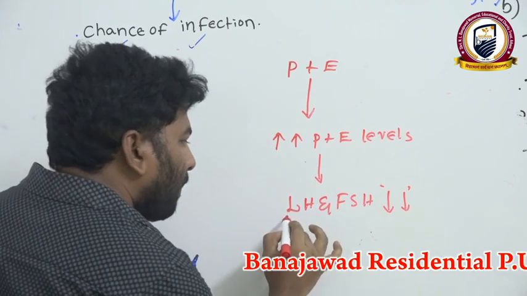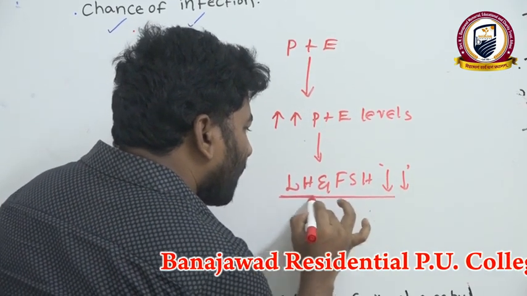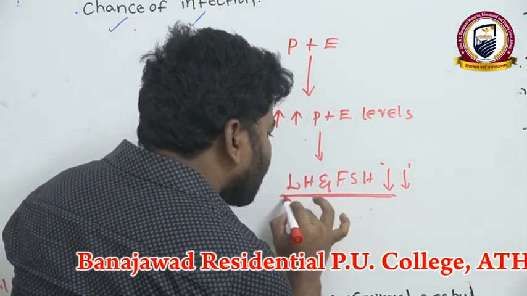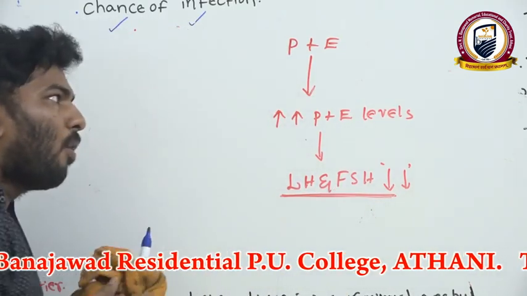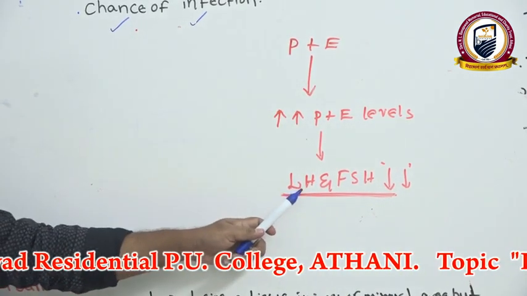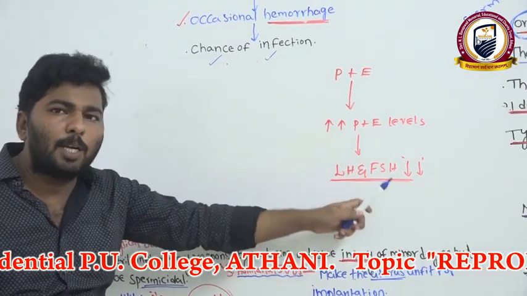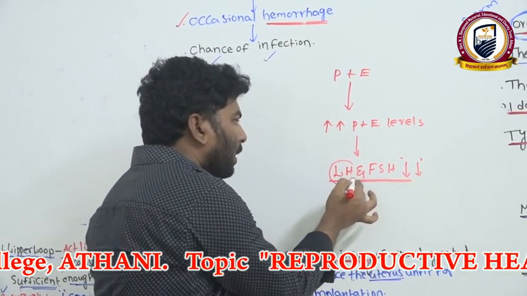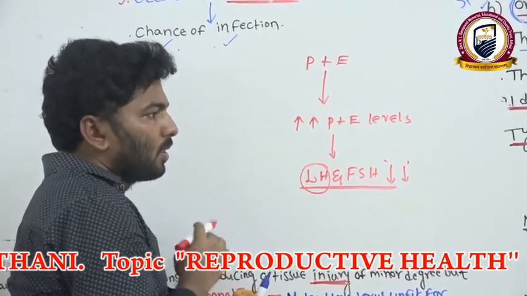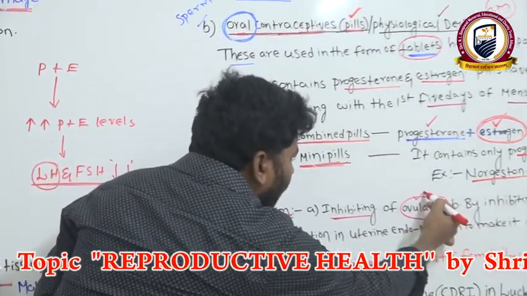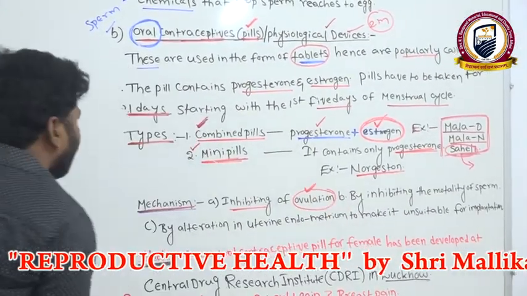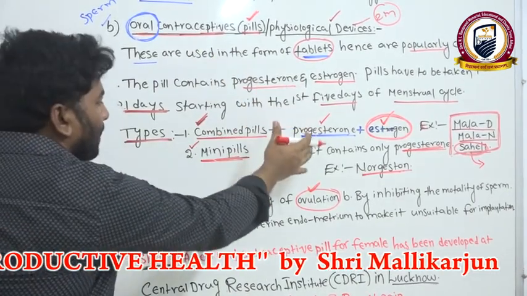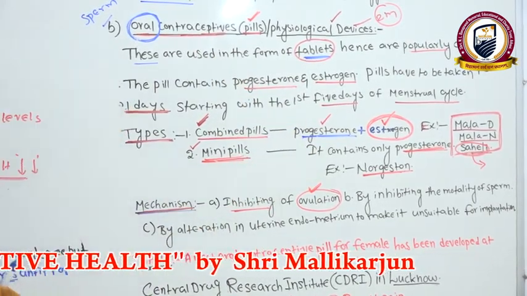If these two hormones are not present sufficiently in the female body, obviously the body does not have the ability to produce follicles, and it cannot undergo the ovulation process. That's how we prevent ovulation by taking these combined pills or mini pills. Are you getting an idea?